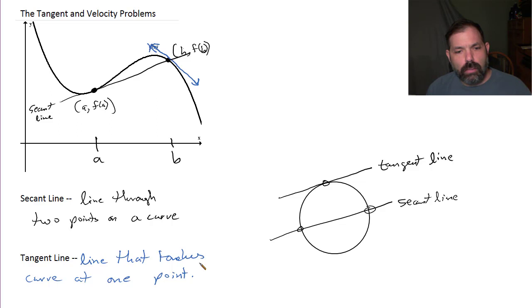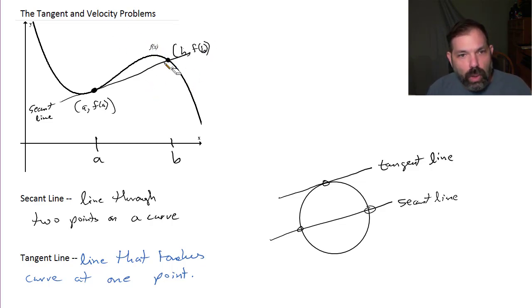One of the early problems in the development of the calculus was figuring out how to find this tangent line. The problem was well known in geometry for a circle. It's relatively easy to find a tangent line to a circle, but for a general curve, it ended up being a difficult problem.